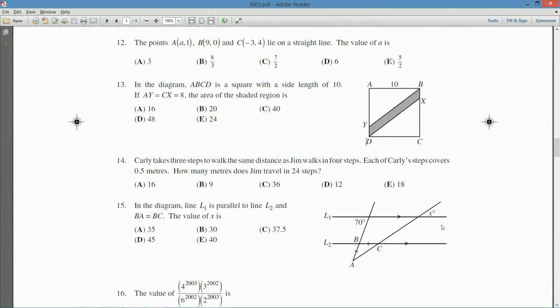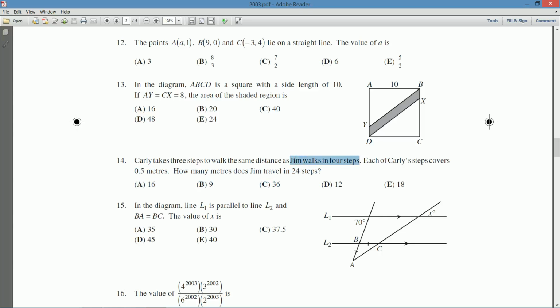The year 2003. Carly takes 3 steps to walk the same distance as Jim walks in 4 steps. Each of Carly's steps covers 0.5 meters. How many meters does Jim travel in 24 steps? So, there's a couple ways we can do this calculation depending on how we want to go about doing it.